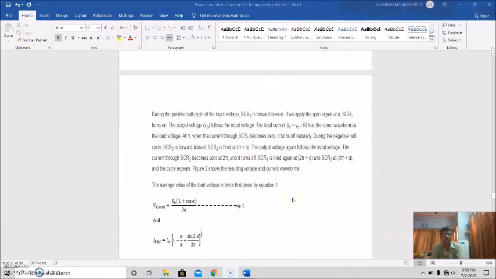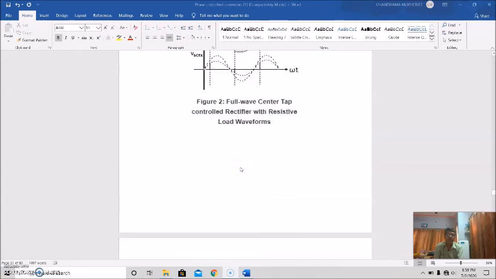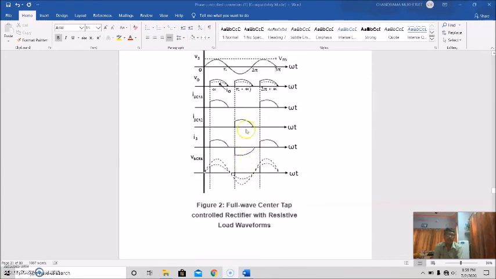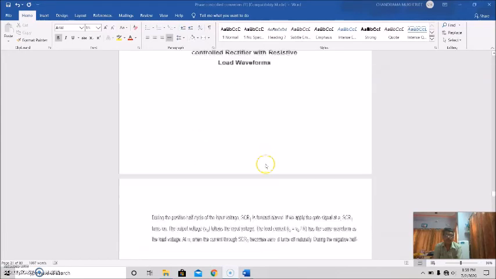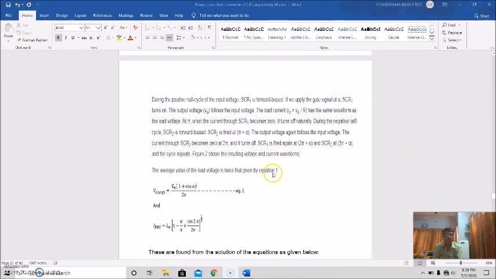So the output voltage again follows the input voltage, and the current through SCR2 becomes 0 at 2 pi and it turns off. Actually this is 2 pi plus alpha. After 2 pi plus alpha, SCR1 is again fired, and SCR2 again at 3 pi plus alpha. So in this way, the cycle repeats.